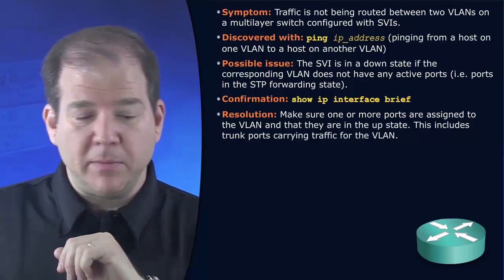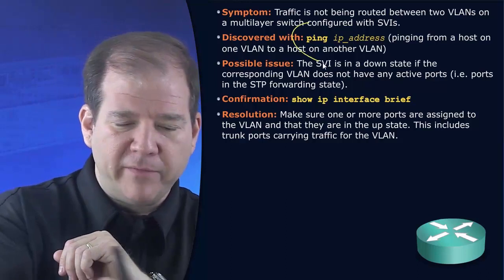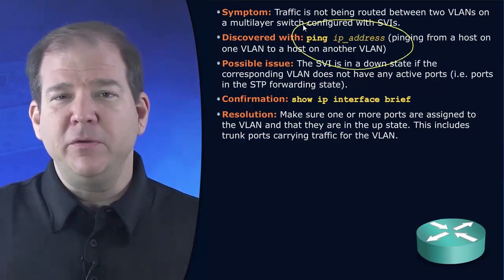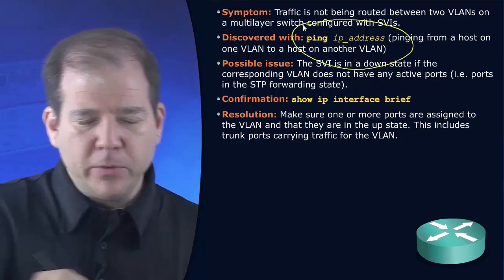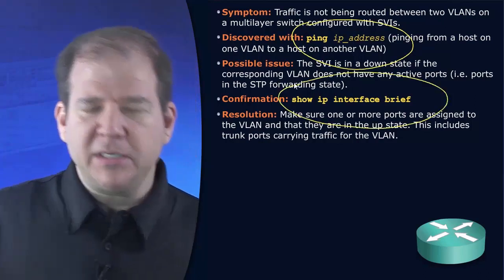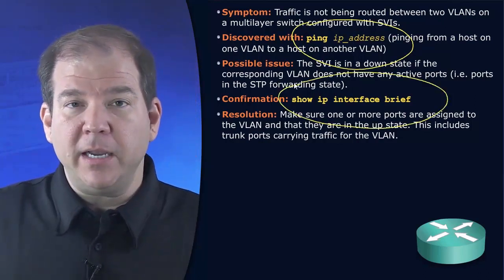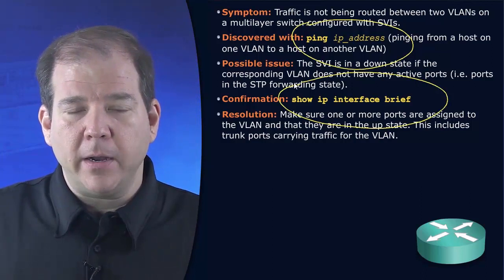First up, what's the symptom? The symptom is I'm not able to communicate between my VLANs. I'm trying to do a ping between these two VLANs. The ping fails. I do a show IP interface brief, and I see that I am not in the up state for one of my VLANs. What could be going on here?